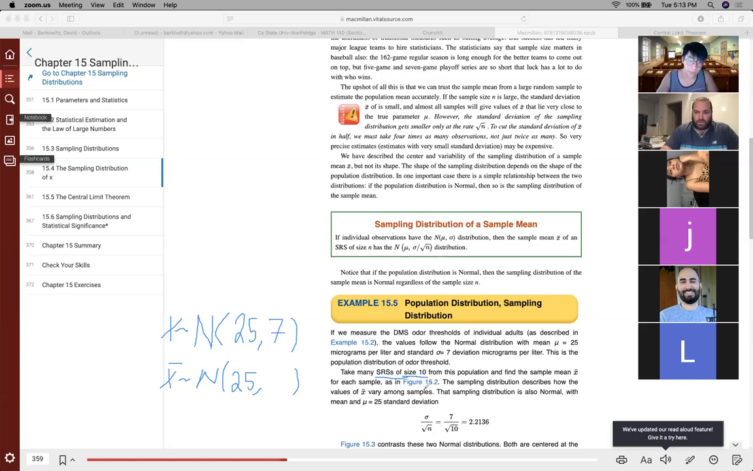It would be 2.2136, right? Because you plug it into the equation, right there. Can you see it? .2136. Someone texted to me. They were correct, right?